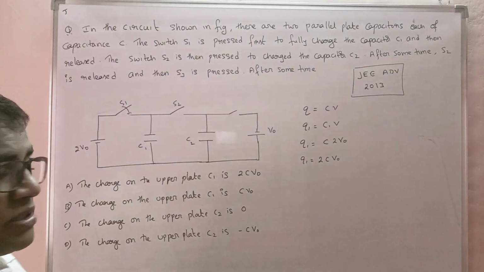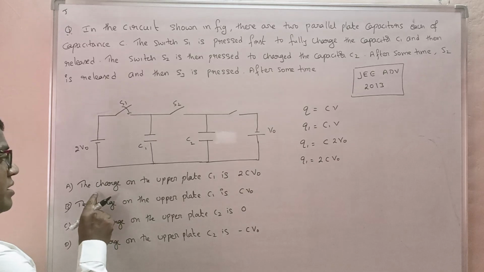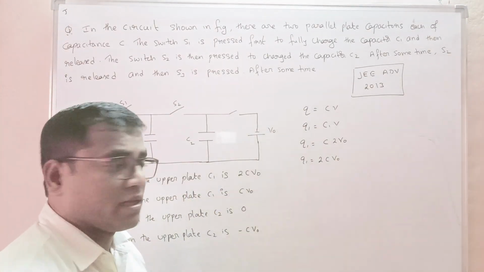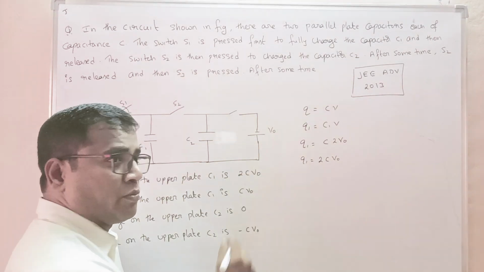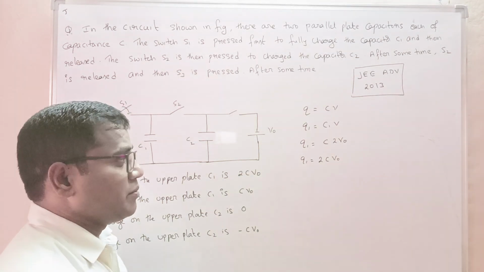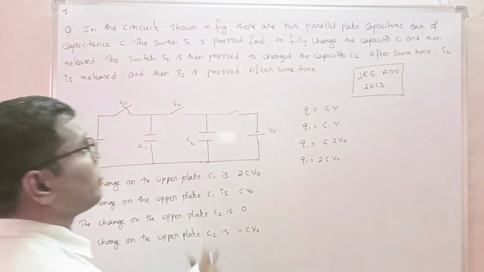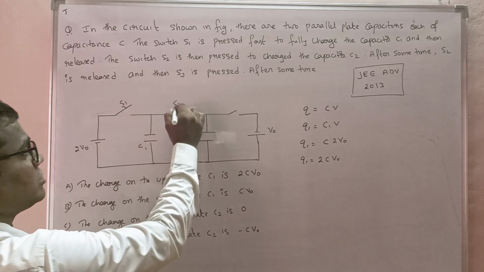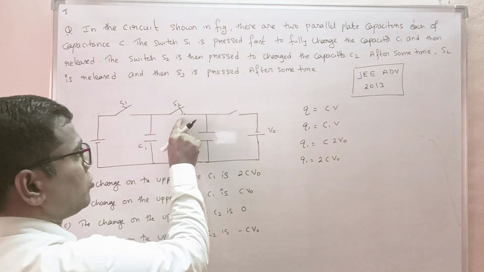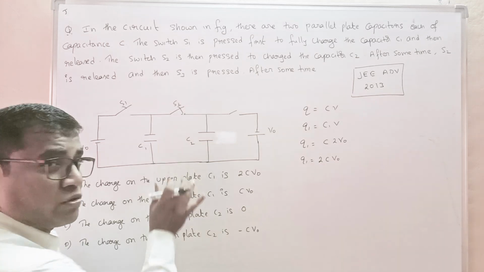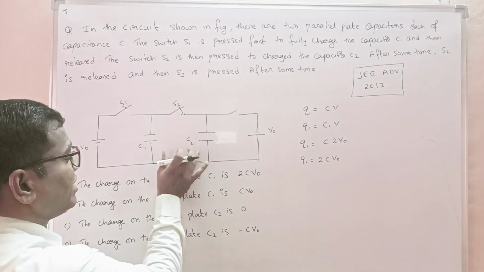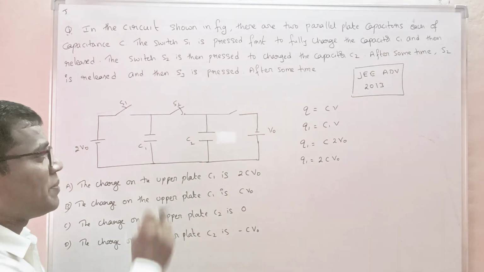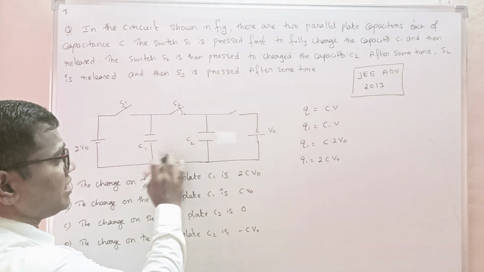Q1 is 2CV0. By seeing this option, that the charge on the upper plate of capacitor C1 is 2CV0, we will think this is the correct option and put a tick. Right? But actually it is not correct. What is it saying? When it is completely charged, it is opened and then S2 is closed. When it is closed, these two capacitors are connected, and these two capacitors will share the charge equally.